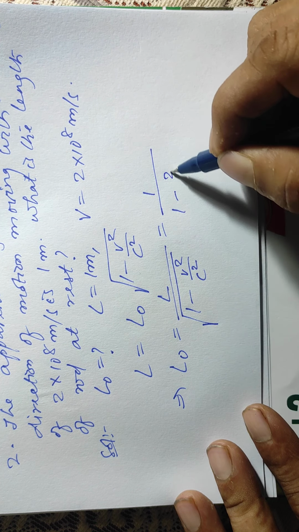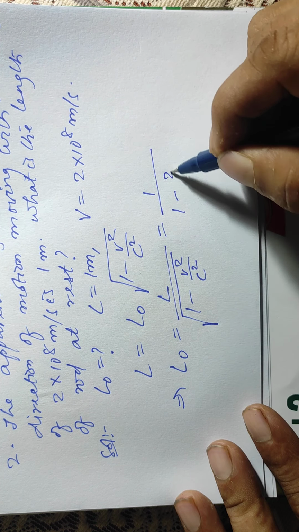Clear? It is equal to 1 by, and if you simplify this, the 10 to the 8 cancels out, 2 by 3 whole square, that means 4 by 9, then 9 minus 4 divided by 9, and the 9 will go to the numerator. Finally you will get 1.34 meter. This is your answer. You should be thorough while solving.